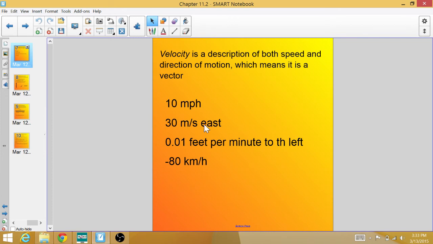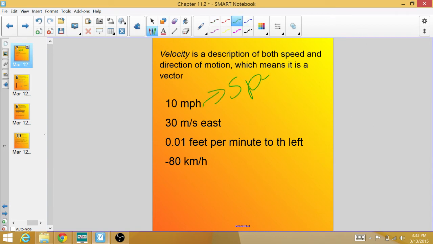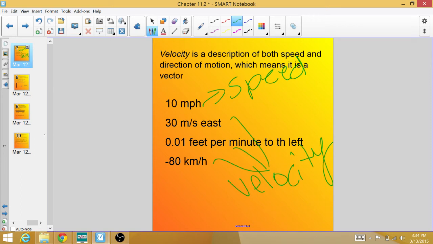Now, velocity is a description of both speed and direction of motion. So it's a vector just like displacement is. So out of these four examples, 10 miles per hour, 30 meters per second east, 0.01 feet per minute to the left, and minus 80 kilometers per hour, only the first one of these is considered a speed. This one tells us how fast we're going, but it says nothing about the direction. The other three are considered velocities. And that's because they tell us the direction of travel.